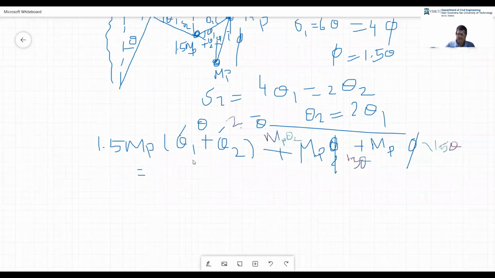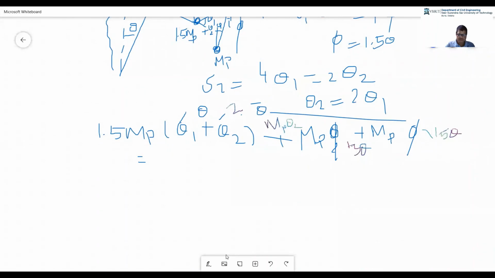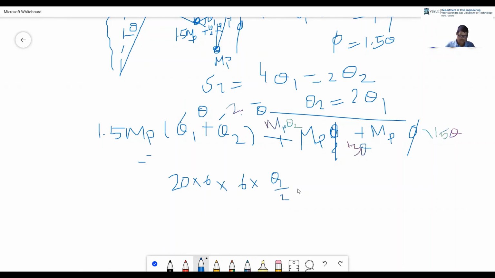So what is the external work done? External work done can be found as 20 into 6 into 6 into theta 1 by 2, plus 60 into 4 theta. This is also theta, so theta 1 is equal to theta. Now here MP into theta 2, and theta 2 is equal to 2 theta 1. So you will combine all this, and you find MP comes out to be 105.26.